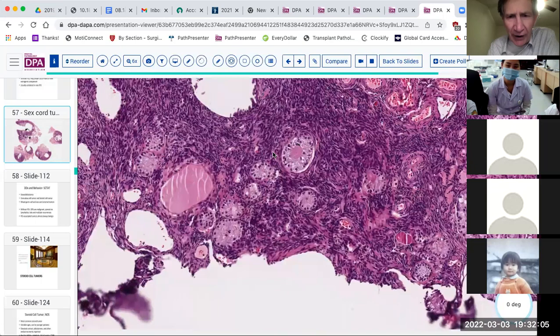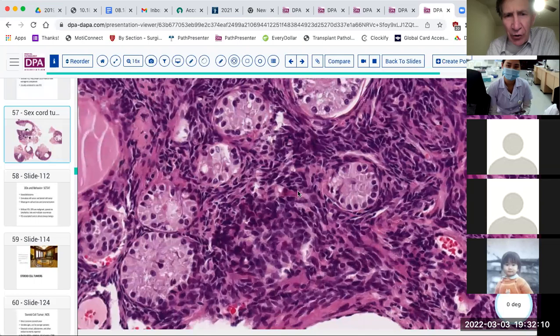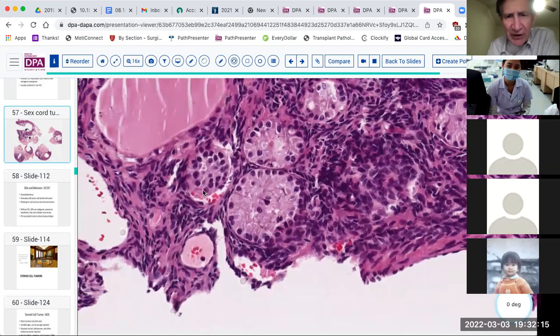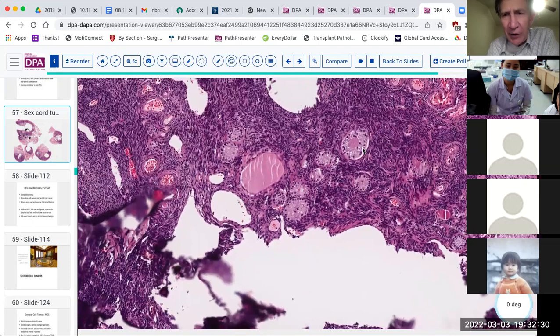It's conceivable that you could miss a small one of these. If you just had an area of this sort of thing in the cortex, you might not think of a sex cord tumor with annular tubules because you don't have the annular tubules here. But if you have a little bit more, you would then be able to make the diagnosis.